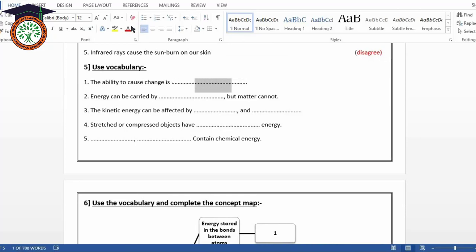Question number 5, use the vocab, so it's a complete question. The ability to cause change or to do work, we call it energy. Energy can be carried by waves, but matter cannot.